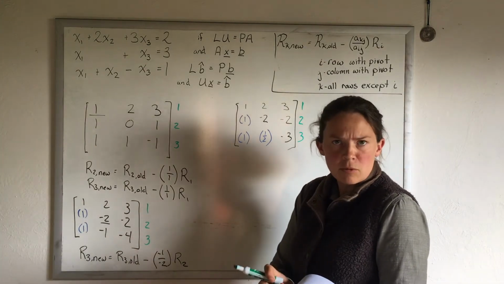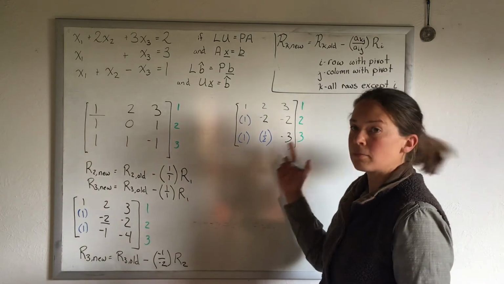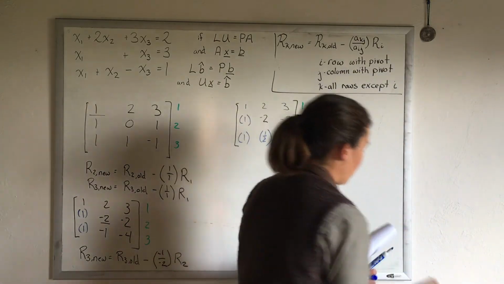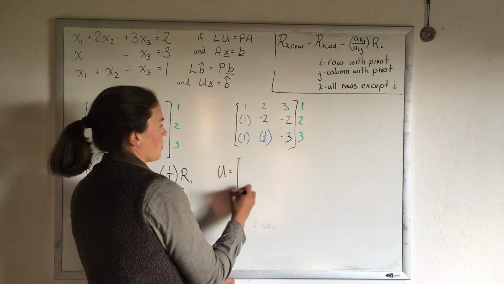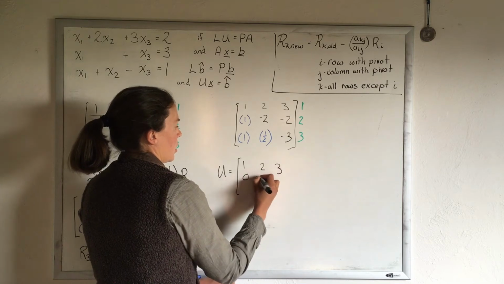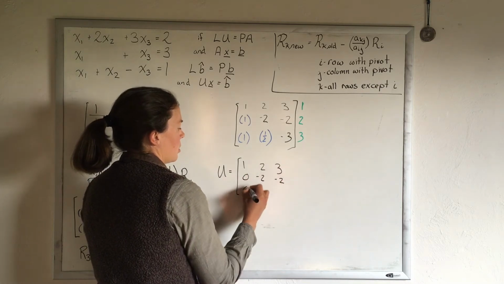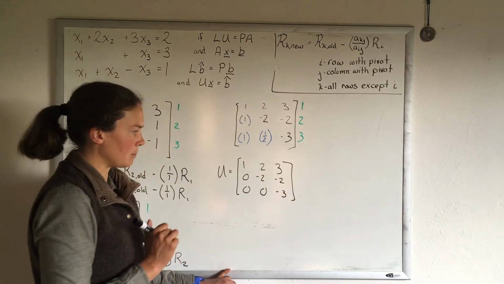The first one, the easy one, is going to be the U matrix. So this is, in fact, our U matrix. We're done. We figured out our U matrix. So for U, we'll put our zeros back in, and this will be our U matrix: 1, 2, 3, 0, negative 2, negative 2, 0, 0, negative 3.